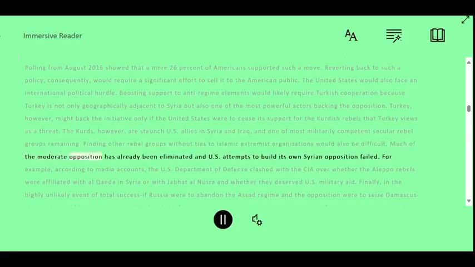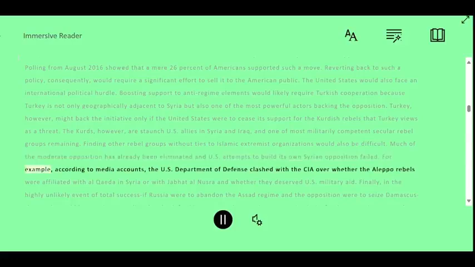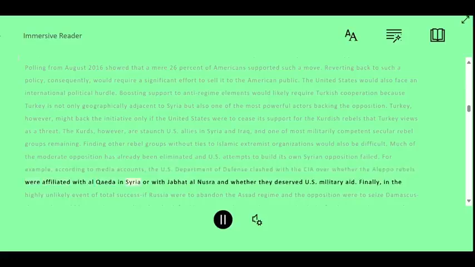Much of the moderate opposition has already been eliminated, and US attempts to build its own Syrian opposition failed. For example, according to media accounts, the US Department of Defense clashed with the CIA over whether the Aleppo rebels were affiliated with al-Qaeda in Syria or with Jabhat al-Nusra, and whether they deserved US military aid.